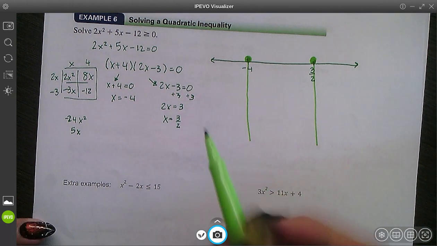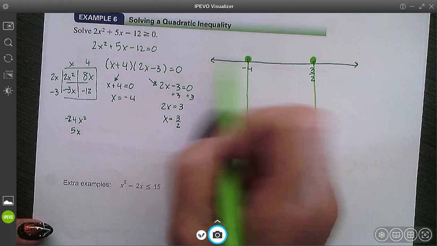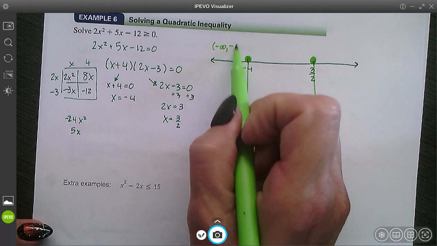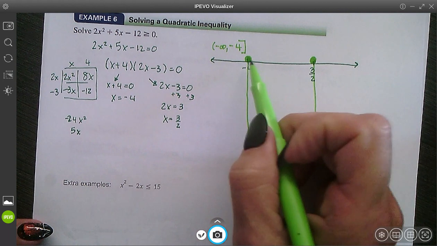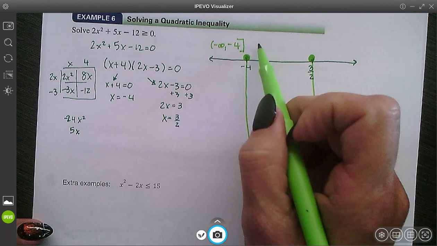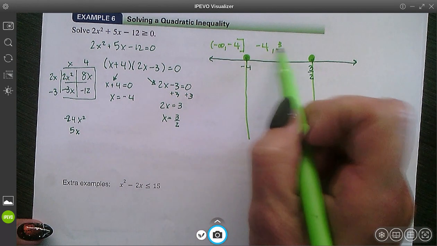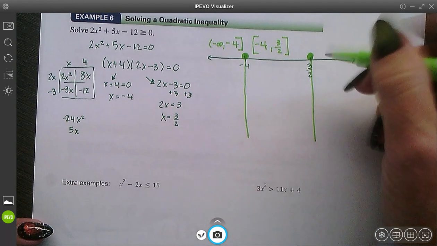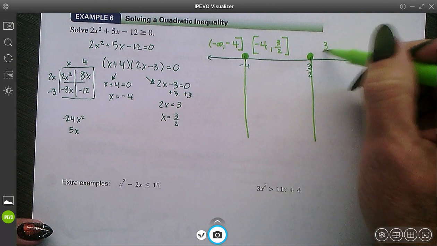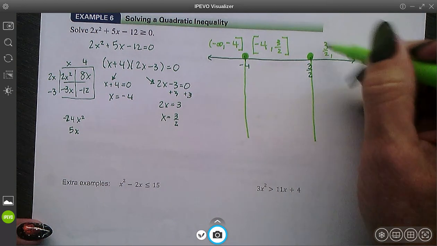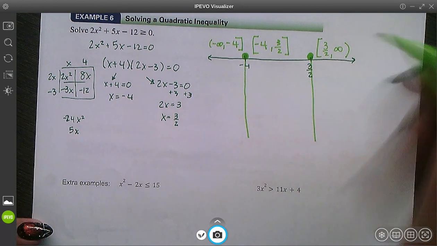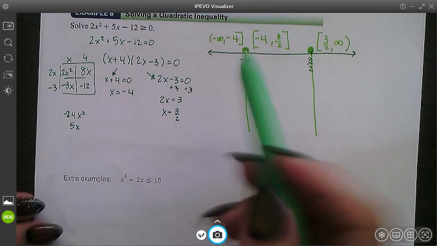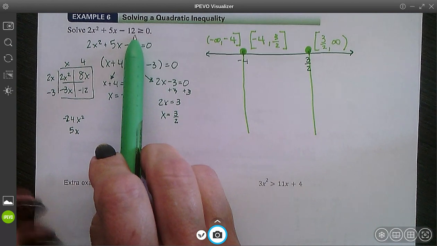And then for my intervals, left to right, this interval starts at negative infinity, ends at negative 4 with a bracket. This interval starts at negative 4, ends at 3 halves, and has a bracket on both ends because they're closed circles. This interval starts at 3 halves, ends at infinity, bracket for the closed circle, parenthesis for infinity always. Then we're just going to test values in my original inequality.